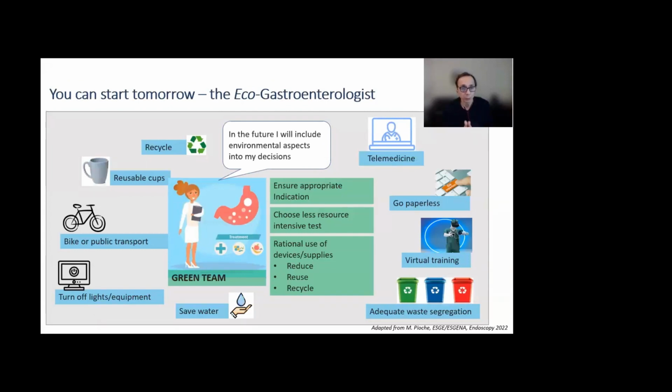So you can start tomorrow. You can come to work by public transportation, by bike, by car share. You may remember turning off the lights and your equipment before you go home. You may be mindful about water usage, and you may bring your own reusable cup. Most of all, you may include environmental aspects in your decisions, as mentioned earlier: what tests to order, what treatments to apply, and what supplies to use.